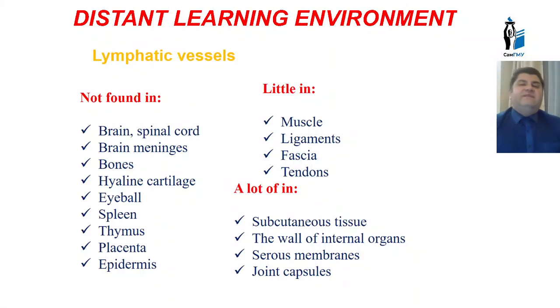So let's talk about the distribution of the lymphatic system. It was investigated that lymphatic vessels are not found in the nervous system, in the brain, spinal cord, bones, hyaline cartilage, eyeball, spleen, thymus, placenta, epidermis. They are few in muscles, ligaments, fascias, and tendons of muscles, and there are a lot of lymphatic vessels in subcutaneous tissue, at the walls of internal organs, serous membranes, and also in joint capsules.